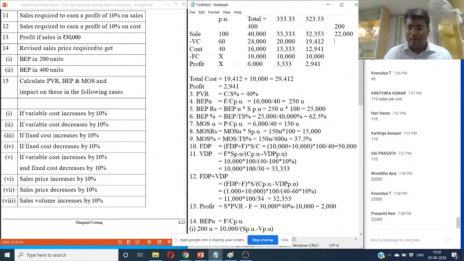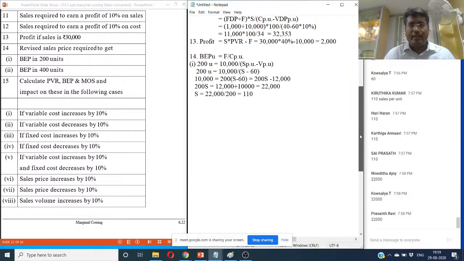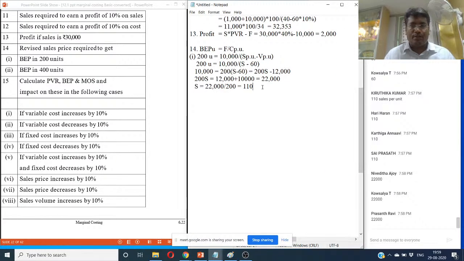What about the variable cost? 60 for 200 units, it is 12,000. And contribution is 10,000. And fixed cost is also 10,000 rupees. And of course, you don't have profit, so it means it's a break even. By increasing the sale price from 100 to 110, you are able to get the break even by selling 200 units itself. The same way we can use this for the next question.